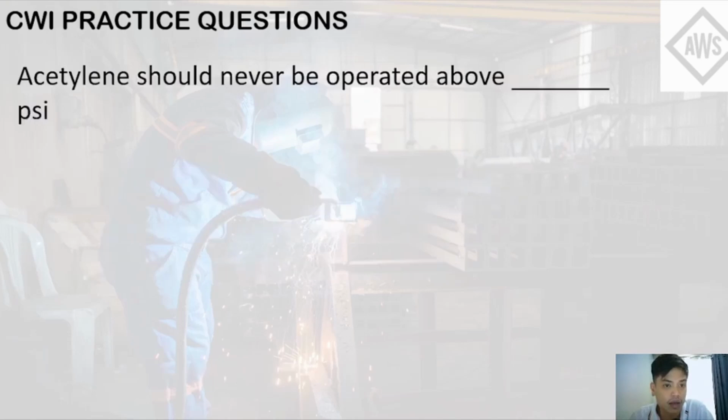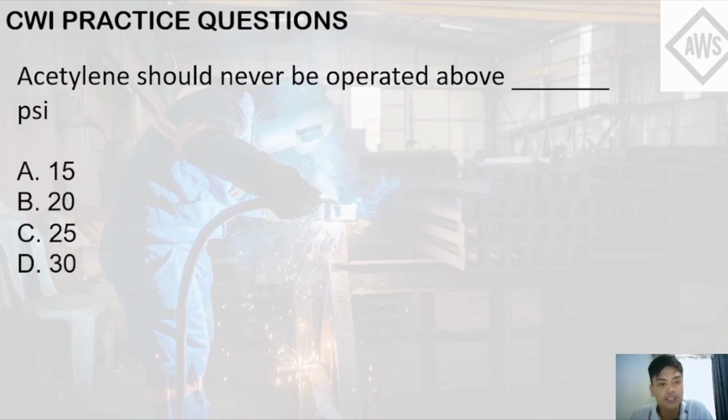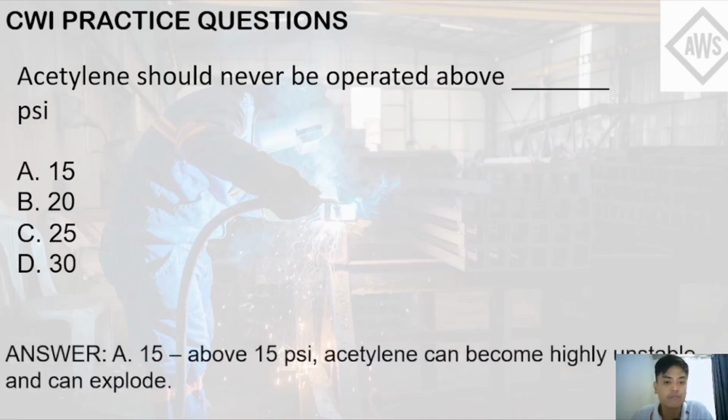Next question. Acetylene should never be operated above blank PSI. So what PSI is that? A, 15; B, 20; C, 25; D, 30. The answer here is letter A. Above 15 PSI, the acetylene can become highly unstable and can explode. Acetylene is a highly volatile gas, so if it is pressurized above 15 psi, it can explode the cylinder and cause accidents. So it should never be operated above 15 psi. You also need to check the manual of the acetylene cylinder before operating it, just to be sure.